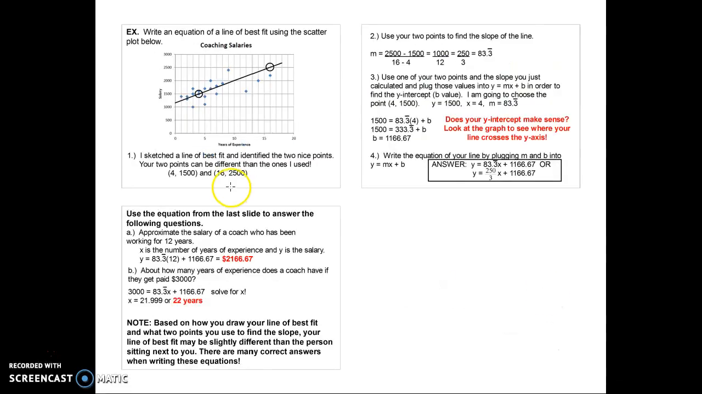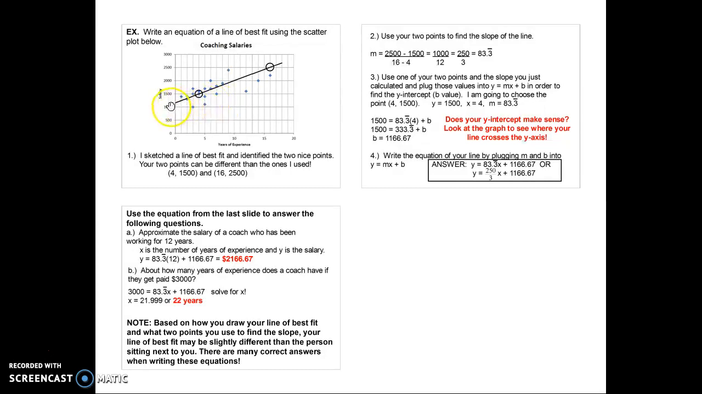All right, so some examples here. We want to write the equation of a line of best fit using this scatter plot below. So in this case, the scatter plot was given to you. All of the points were on here. However, we had to draw in our own line of best fit. So most times, if the graph is given to you, the line of best fit will not be given to you. Okay? Now, everybody's line of best fit could be slightly different. It should be generally close to the same. However, they could be a little bit different depending on where you draw your line.